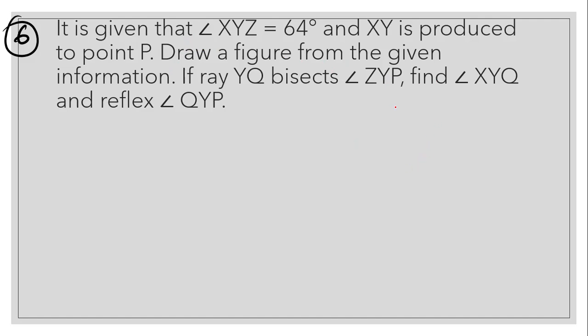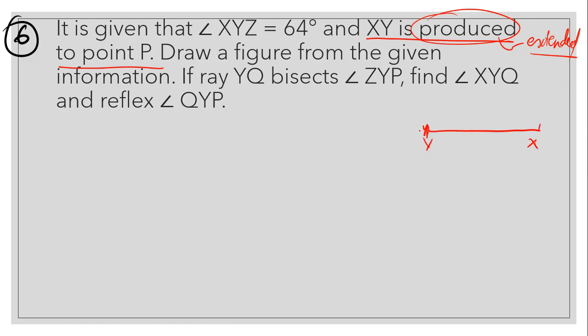Okay, right, so I hope you've tried it and you've come back. Now let's see how to do this. Now it's said that XY is produced to point P. What does this word produced mean? Produced means extended. Many of us don't know what produce means as far as mathematics is concerned. Produce means extended to. So that means we have a line XY here, which is produced to point P. That means it is extended to point P.